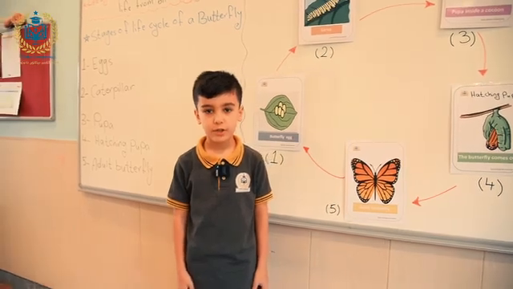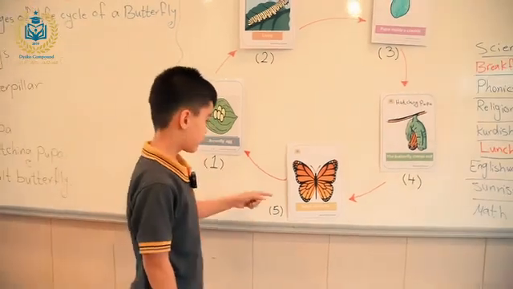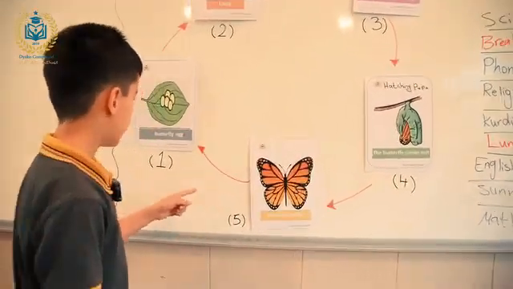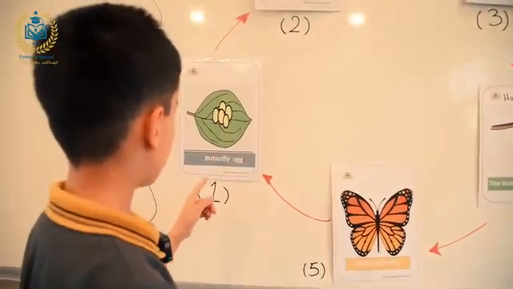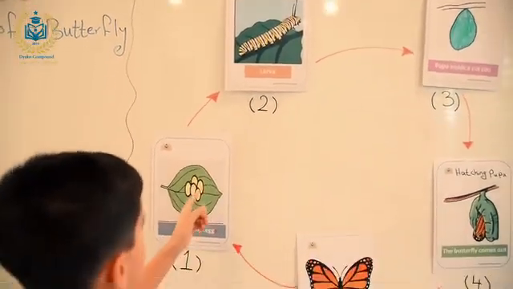I'm grade 2C. Today we're explaining the life cycle of a butterfly. First, the female butterfly has to lay eggs. Inside the eggs there are caterpillars. The caterpillar hatches from the egg.